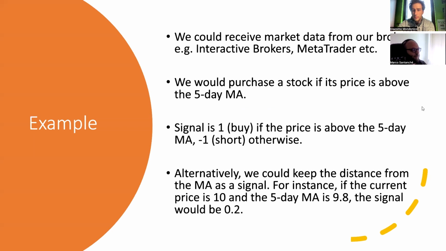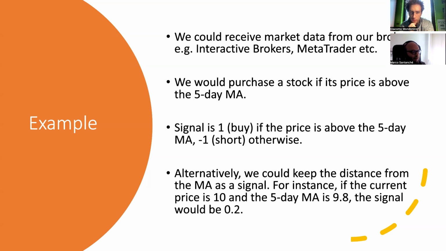As an example, we could receive market data from our broker, and so only the candlestick data or even just the price if you want. In this example we are using a technical analysis signal that purchases a stock if its price is above the 5-day moving average. In this case, I'm considering a simple moving average, but it doesn't really matter. It's just an example. The general idea is we get the price, we calculate the moving average, and then we translate this signal into a directional signal. Buy is equal to 1 or sell is equal to -1.